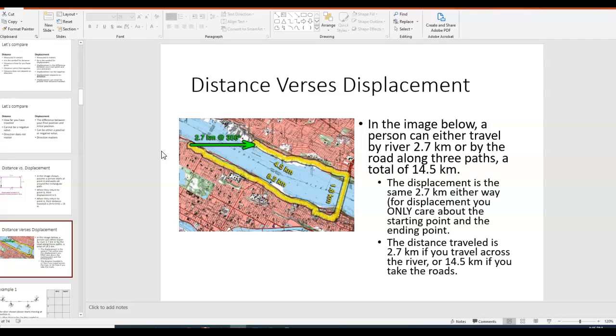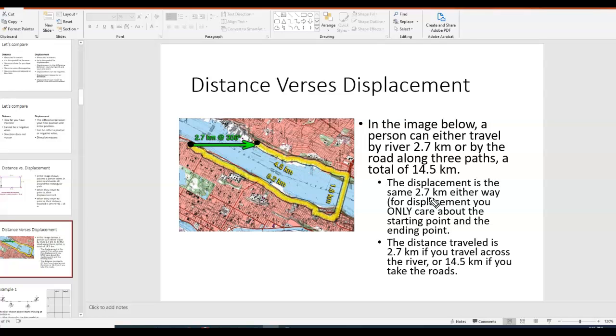You can see in the picture, if a person starts right here, this is their starting position, and they want to get to here, either they can travel by river and only go 2.7 kilometers, km is kilometers, or they can travel by road and go 8.2 kilometers plus 1.8 kilometers plus 4.5 kilometers.